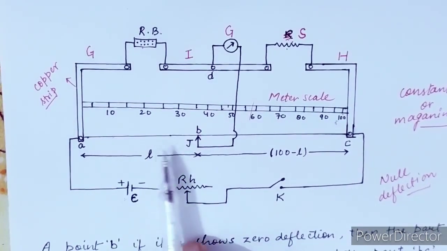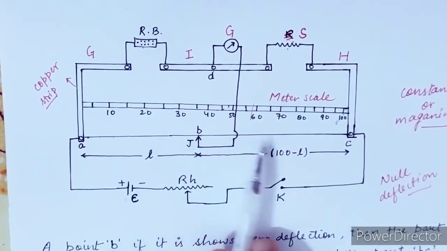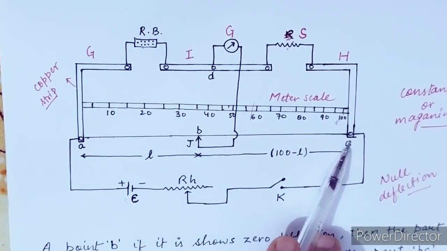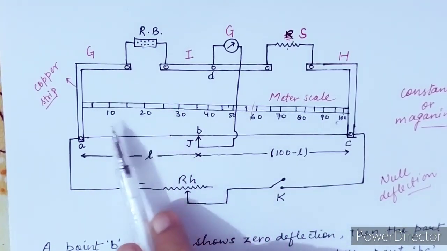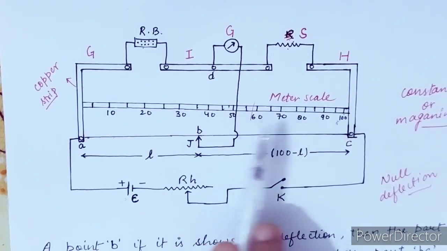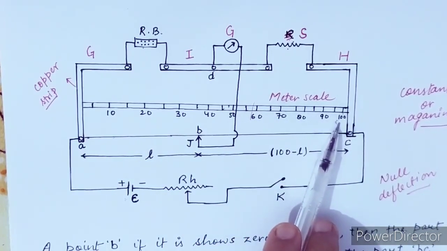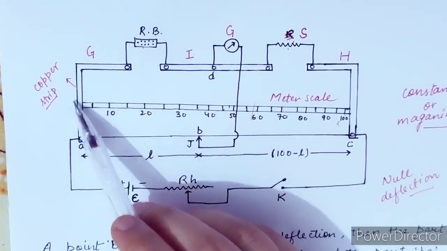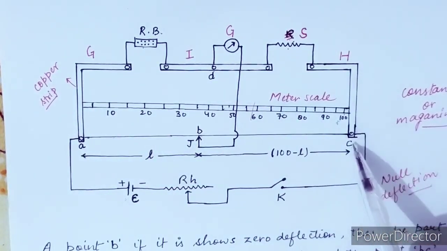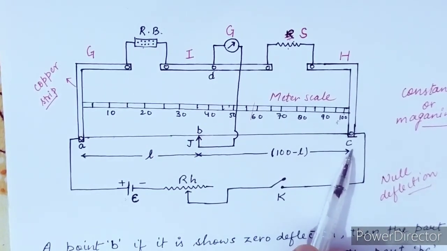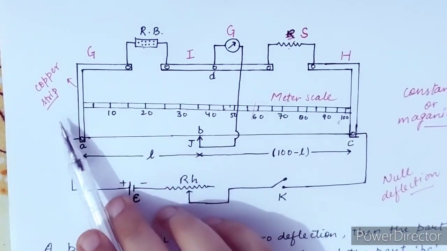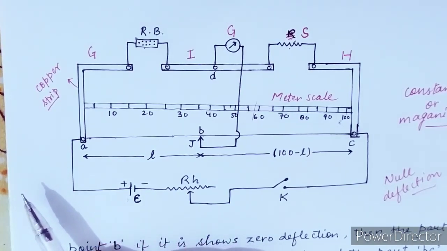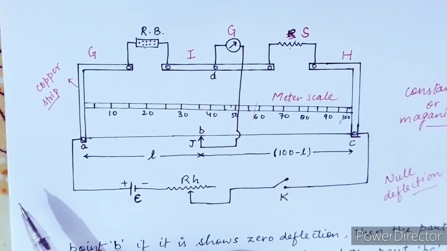Here first of all we take a 1 meter long wire which has been stretched between the screws A and C. With this a meter scale of the same length has been joined. It was of 100 centimeter. Then L-shaped copper strips are connected through A and C. Why have we taken the copper strip? Because copper strip has a small amount of resistance.